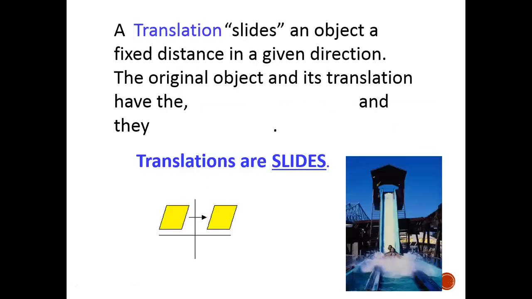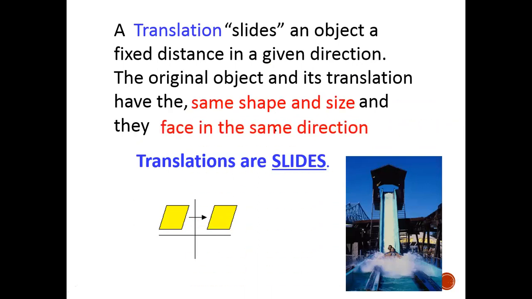A translation slides an object a fixed distance in a given direction. The original object and its translation have the same shape and size, and they face in the same direction. Basically, translations are slides, which means you move the object a fixed distance. There will be specific instructions given and you have to move according to the instructions, but the object and the translated image will have the same shape and size, and face in the same direction.